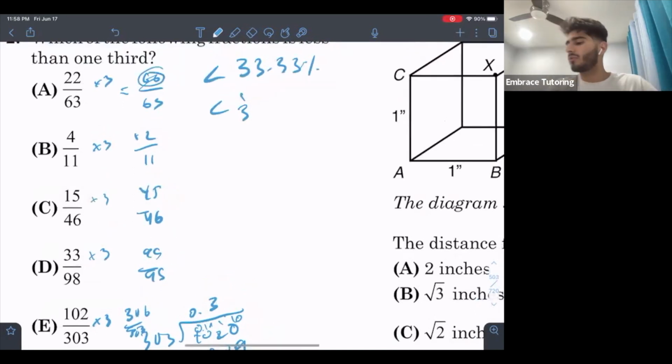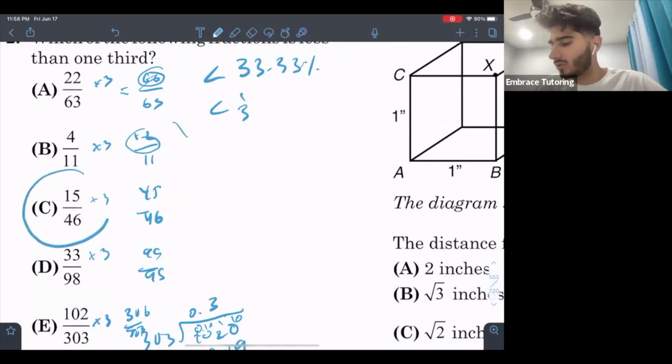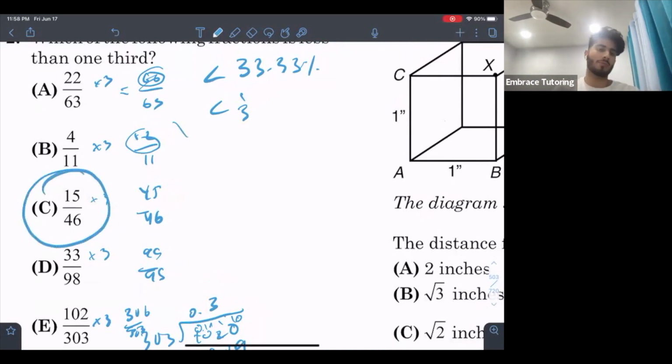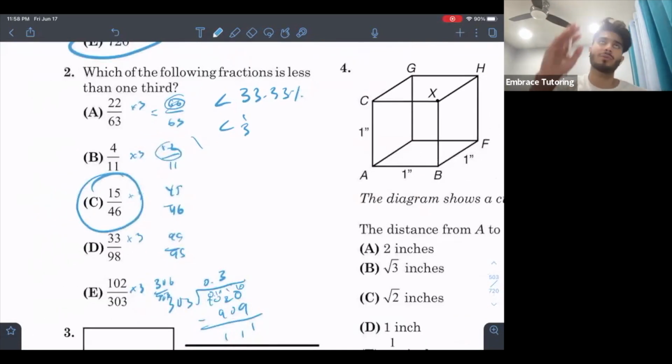If the top number is greater than the bottom number, then you know it's greater than 1/3. Since this is the only one where the top is smaller than the bottom number, you know C has to be the right answer, because if you multiply everything by 3, essentially to see if it passes the 1/3 mark, you would know that the top is greater than the bottom. Since for C the top number is smaller than the bottom, you know it's less than 1/3. So that's how you get question 2.